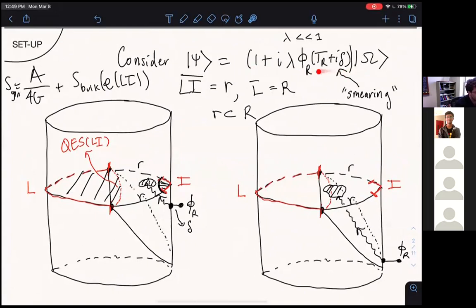This picture, this state, you should think of as I've inserted a unitary e^{iλφ}, where φ is smeared a little bit in Lorentzian time, and I'm acting this unitary on the vacuum and expanding in small lambda. Okay, so then I should, to leading order, end up with a state like this.